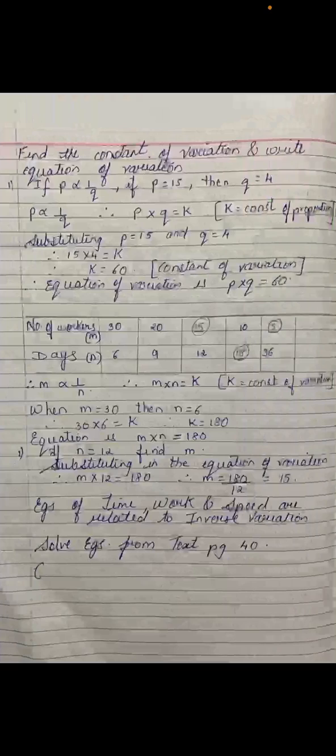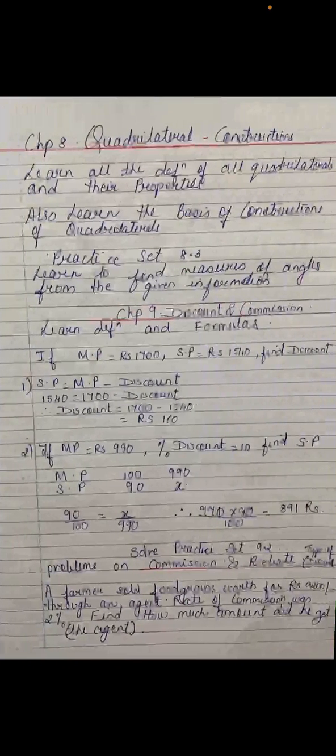So, you will get 2 marks, and the definition is for 1 mark, again I am telling you. Now, here, examples of time, work and speed are related to inverse variation. So, solve the examples from the text on page number 40. Okay, let us move on to the next page.